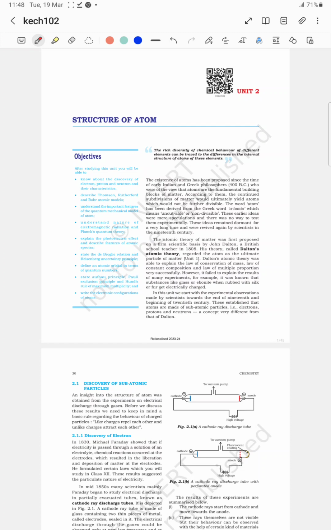Describe Thomson, Rutherford and Bohr atomic models. Understand the important features of the quantum mechanical model of the atom. Understand nature of electromagnetic radiation and Planck's quantum theory.